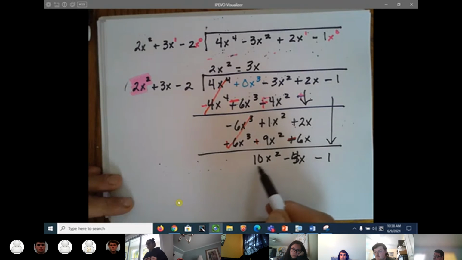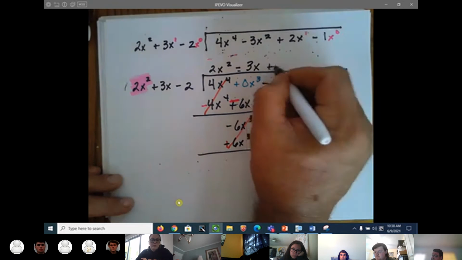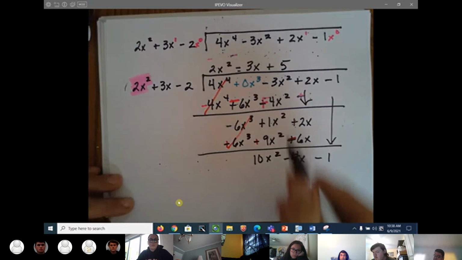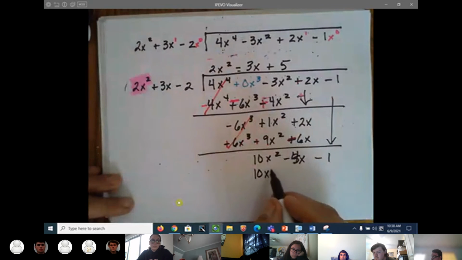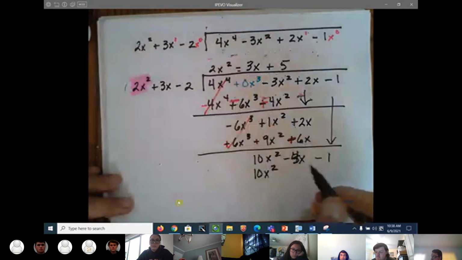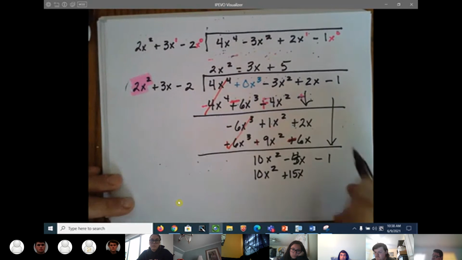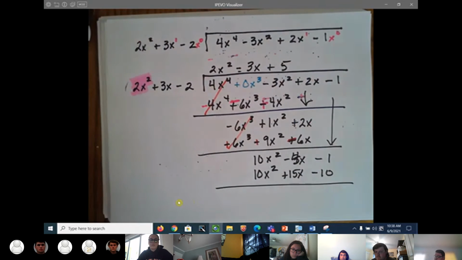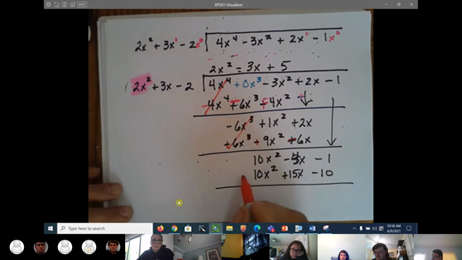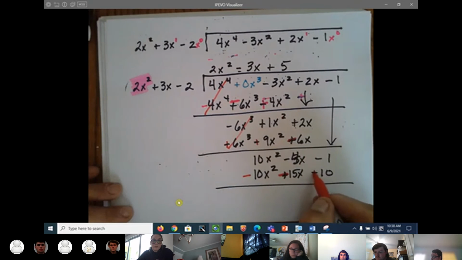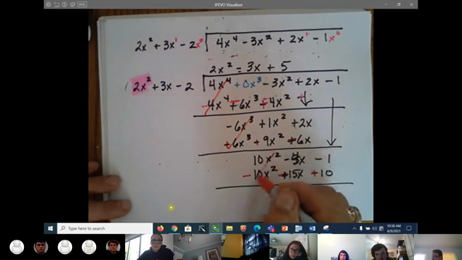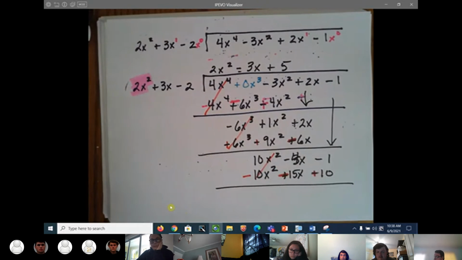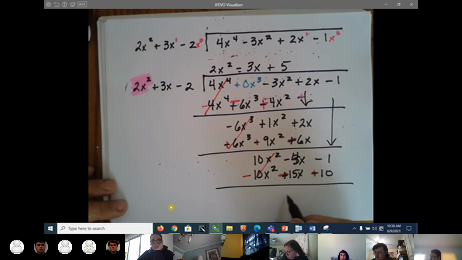2x squared will go into 10x squared 5 times. 5 times 2x squared is 10x squared. 5 times 3x is 15x. And 5 times negative 2 is negative 10. You always subtract. That makes this a negative, makes this a negative, makes this a positive. And this goes out the way it's supposed to. Negative 4x minus 15x is negative 19x. And negative 1 plus 10 is positive 9.